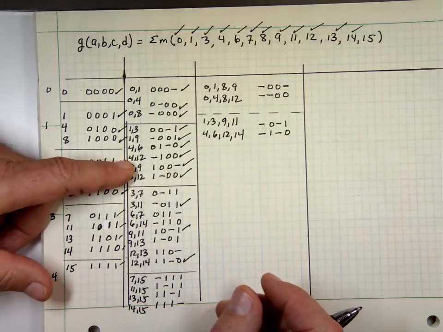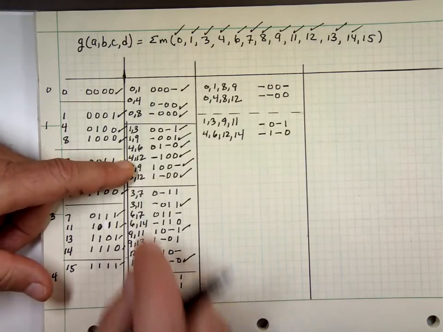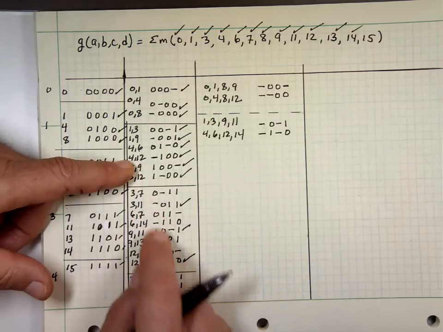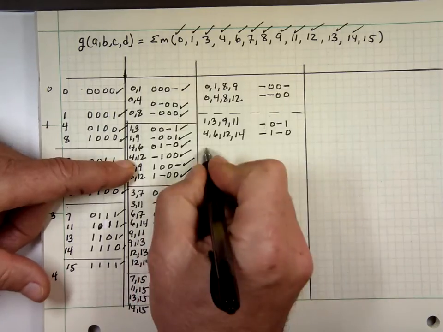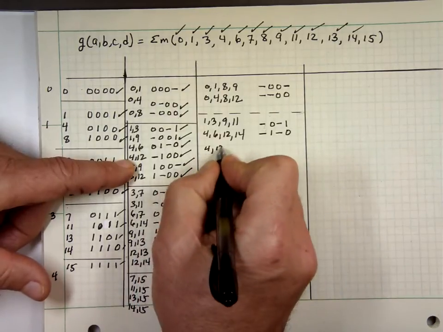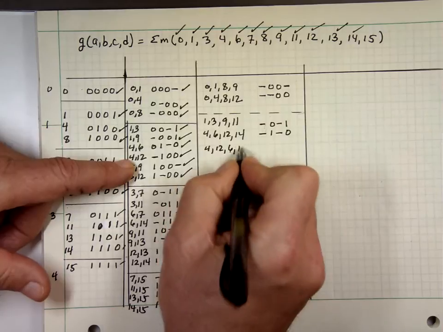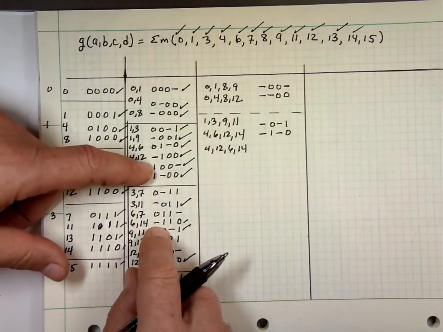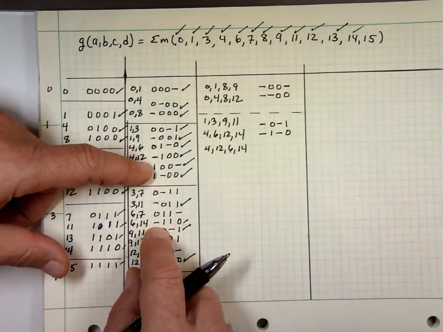4 and 12. Dash is first. 4 and 12 and 3 and 11. No. 4 and 12 and 6 and 14. It does. 4, 12, 6, 14. This is the 4 and 12, 6 and 14 right here. Dash. Already have that, though. Do we have it? Yeah. Yep, we have it. So just put a check mark next to them.